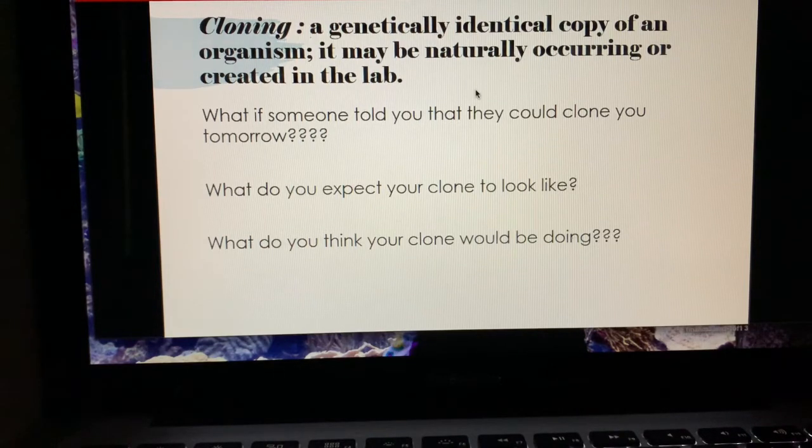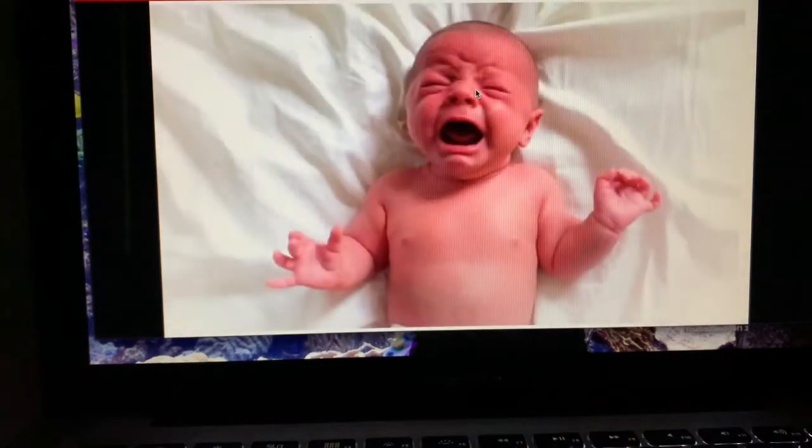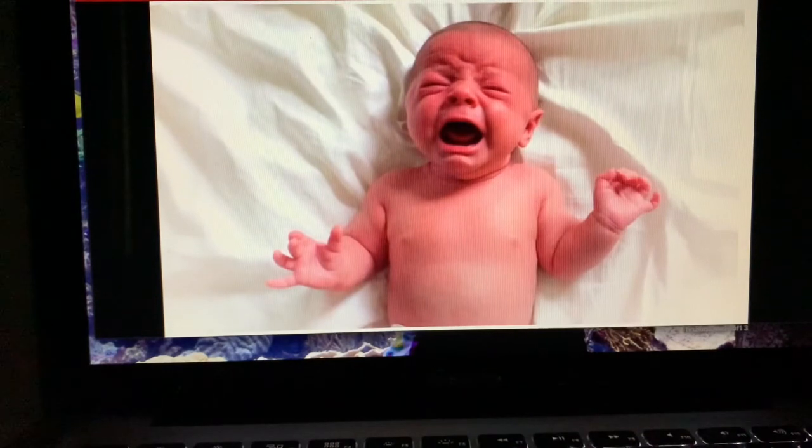We should be going to the next slide. There we go. So if we cloned you today, in 40 weeks or 9 months, your clone would be born. So you would have to wait for your clone to be made.